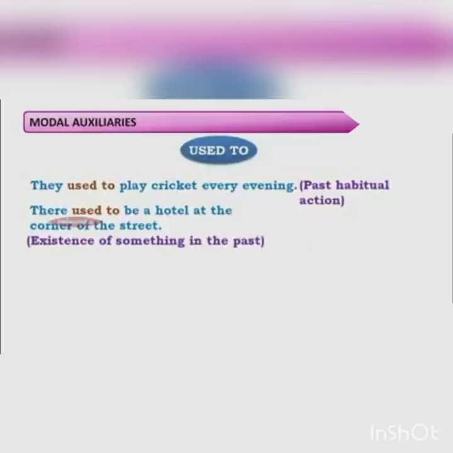Let's take used to. They used to play cricket every evening. Used to means past habitual action. In the past, they used to play cricket. Now they are not playing. There used to be a hotel at the corner of the street. It is past existent. So there used to be a hotel, but now it is not at that place. In the first, it was past habitual action, as they used to play. They were doing the activity of playing. And in the second, it is past existent. It is showing about the place. The hotel used to be at that place.